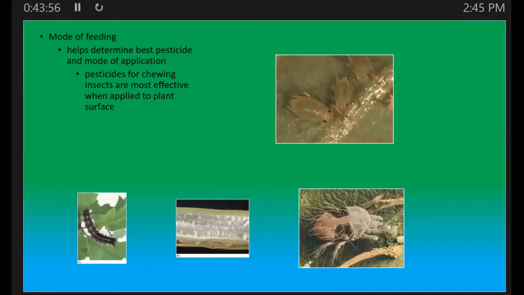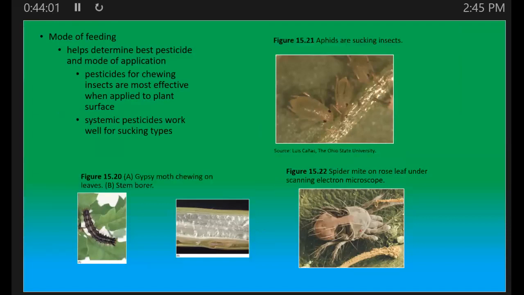So depending on how they feed, you need to know that so that you can figure out how to try to control them. And so, you do have to know a little bit of entomology, knowing a little bit about insects in order to successfully grow plants. And so, with the pesticide application, knowing what type of mode of eating they do makes a big difference.